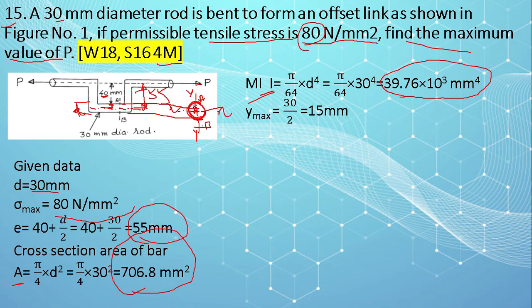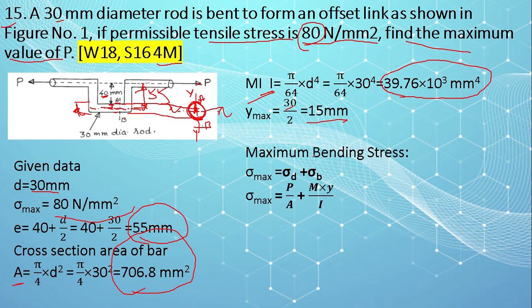So this distance is half of D, half of the diameter. So diameter is 30, by 2 means 15. This is an extreme layer fiber, and this is also an extreme layer fiber. The distance of the extreme layer from this axis is 15 mm.